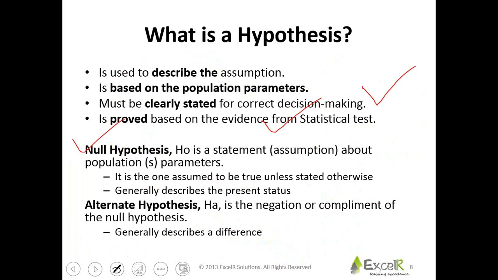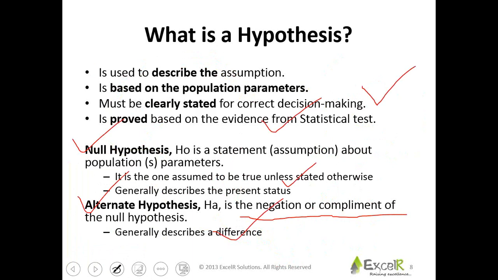All right, null hypothesis. Null hypothesis is a statement about population parameters. It is one which is assumed to be true unless stated otherwise. Yeah, null hypothesis always assumes that everything is fine, no action required. Generally, it describes the present status. And alternative hypothesis is all about negating, contradicting, or it's a complement of the null hypothesis. Generally describes a difference.